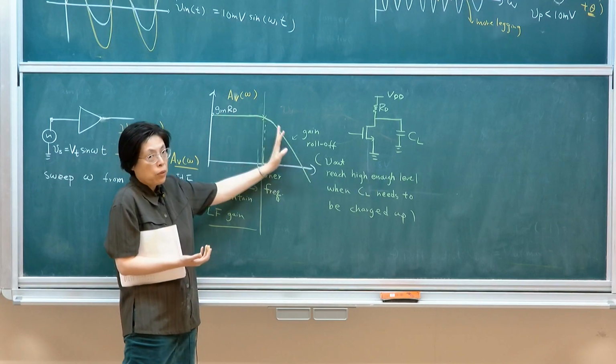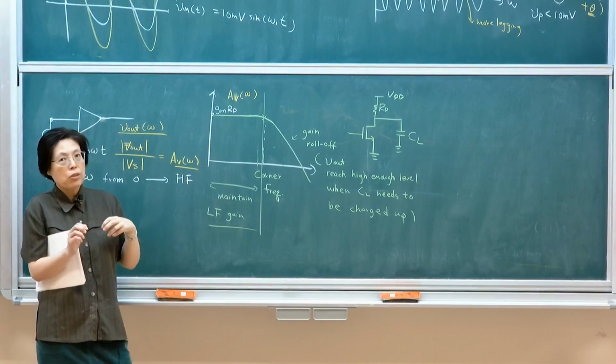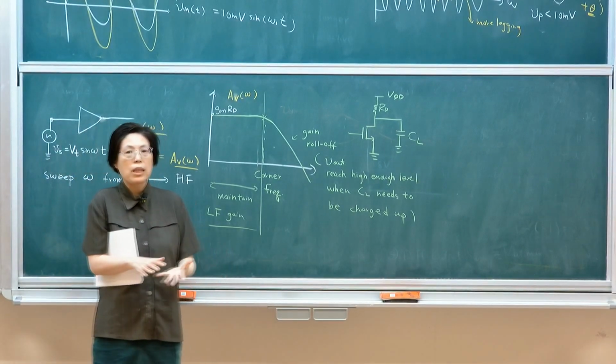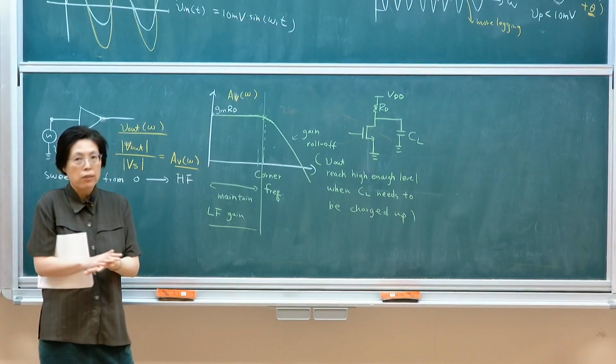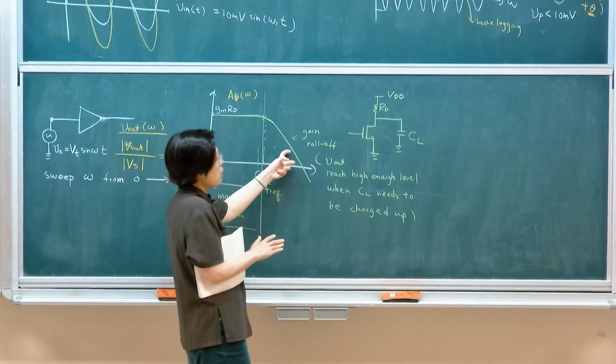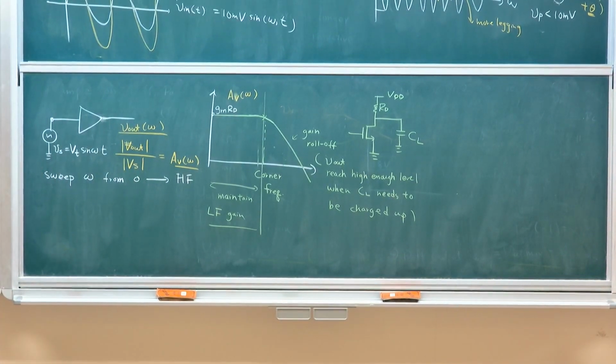But as frequency increases, you have to charge and discharge the capacitance very fast, meaning that your level may not be able to change as you desired. Therefore, you see this gain roll off, especially when capacitive components are introduced into the circuits. Okay?